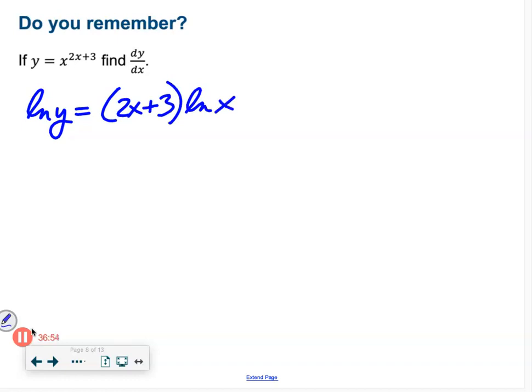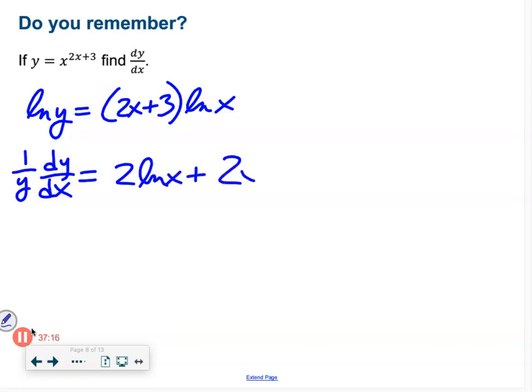When you take the log of both sides, you can take that exponent and put it in front. Then you differentiate both sides. The derivative of ln y is 1 over y dy dx. What rule does the derivative of the right side require? Product rule. Okay. So the derivative of 2x plus 3 is 2 times ln x plus, I'm going to write my pet peeve here, (2x plus 3) times 1 over x.